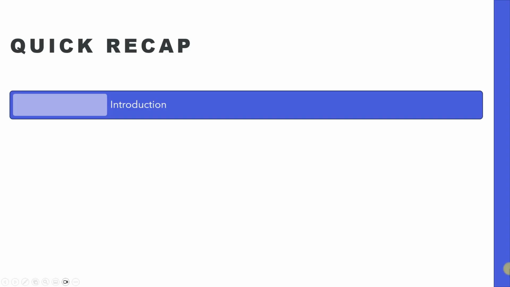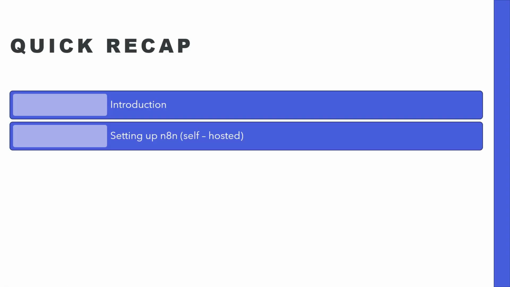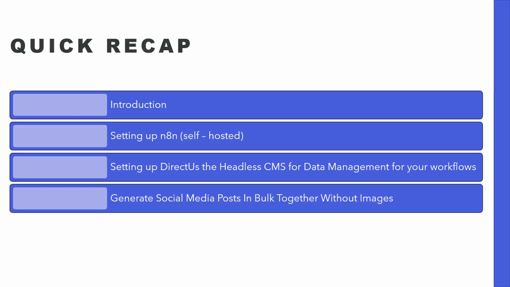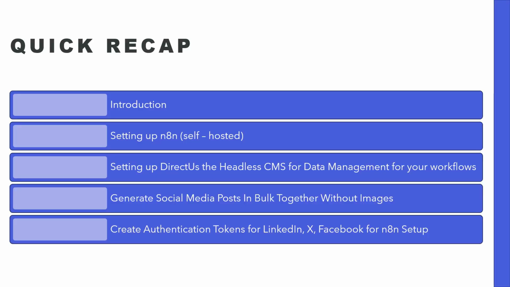So, we are going to do a quick recap of what we have covered before we move forward. We have covered the introduction of the course, we have covered setting up of an N8N self-hosted instance, setting up of Directus, the headless CMS for data management. We have generated some social media posts in bulk without images. We have created the authentication tokens for LinkedIn, X, and Facebook for the N8N setup.